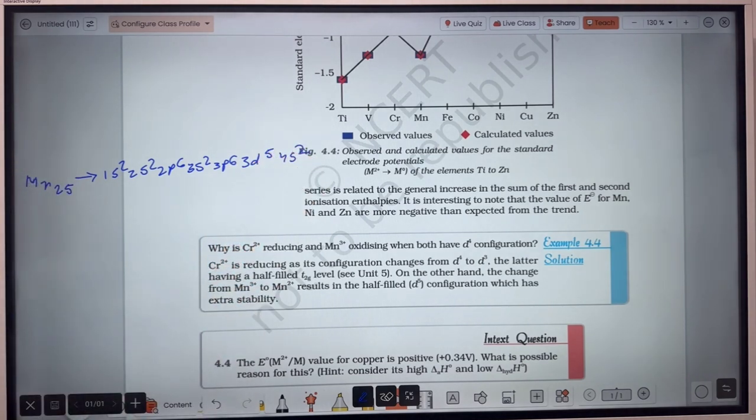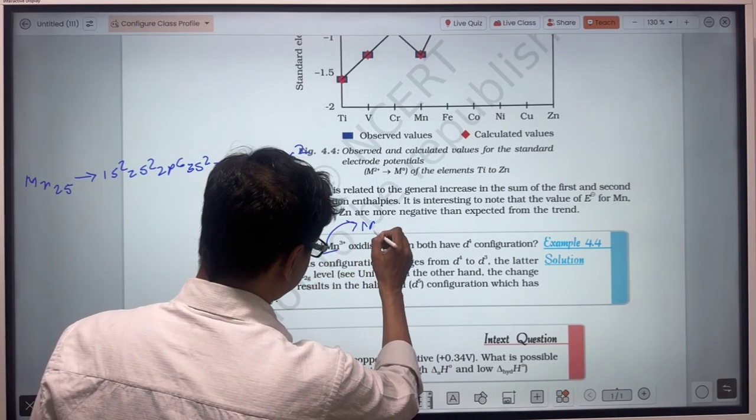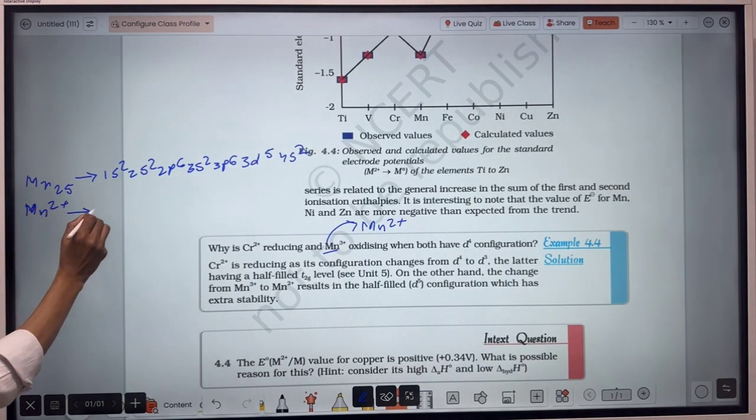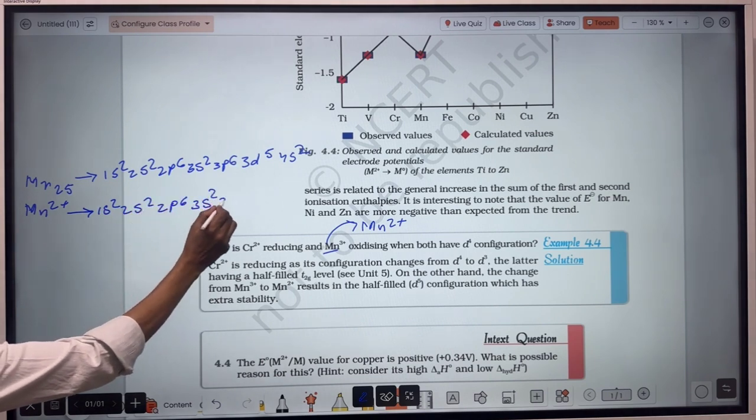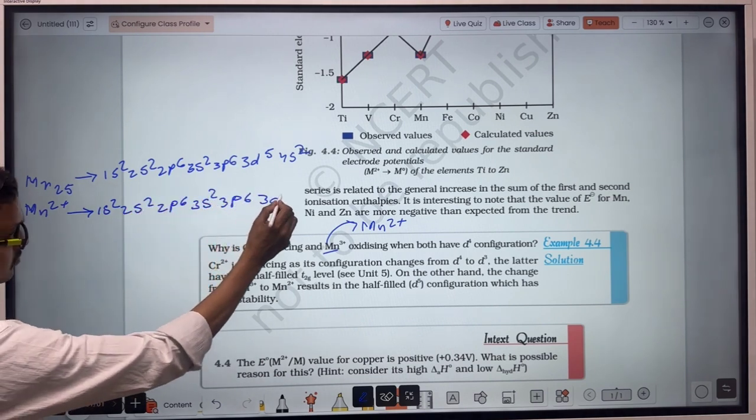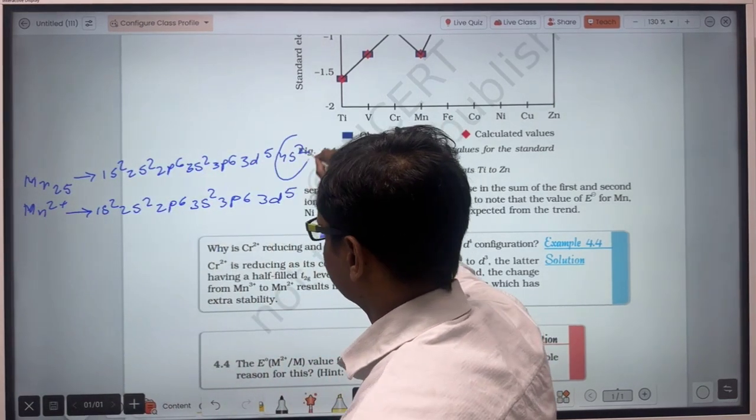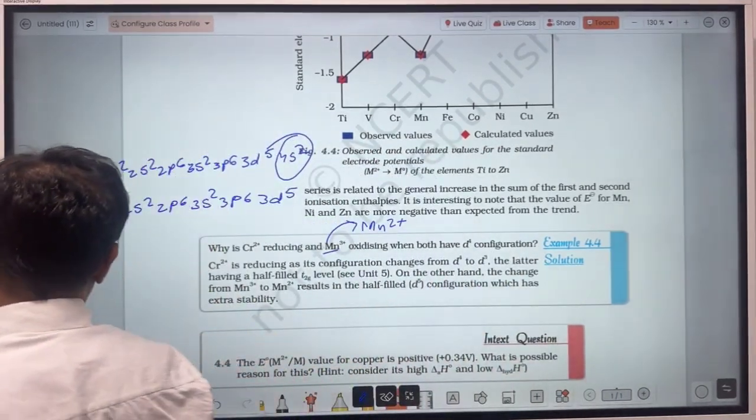Manganese, when it is getting oxidized, acts as an oxidizing agent, so it will undergo a reducing state. When it undergoes the reducing state, it will become Mn2+. So let's see the electronic configuration of Mn2+, because here the electron is released from 4s, since 4s is the valence shell.